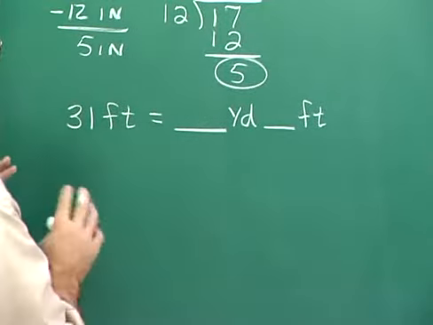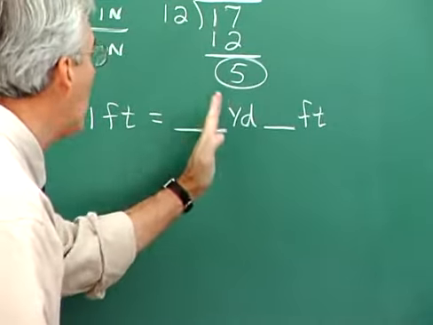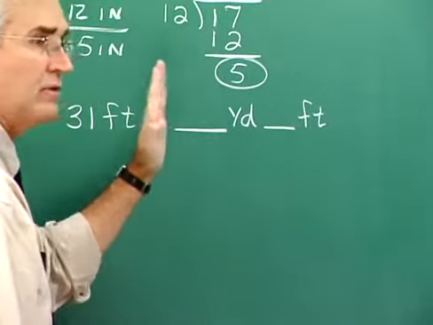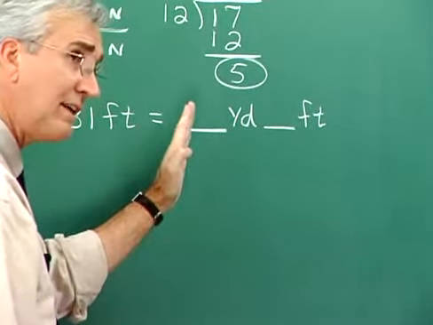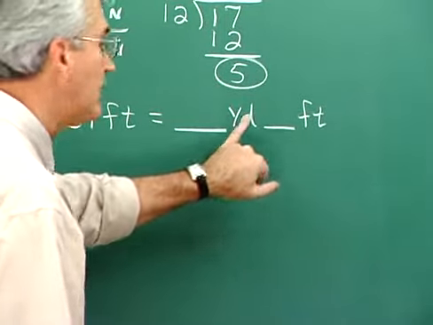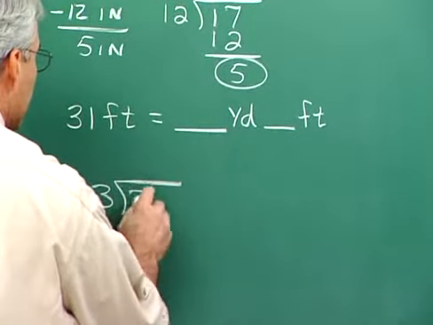Well, again, this is one of those situations where we're trying to change into as many larger units as we can. And when you change into larger units, there'll be fewer of them, and you divide to get fewer. So we're dividing by the number of feet that's in 1 yard, and that would be 3. So we're dividing 3 into 31.